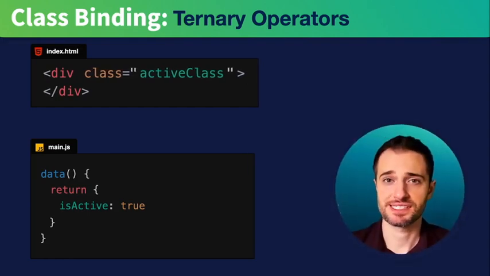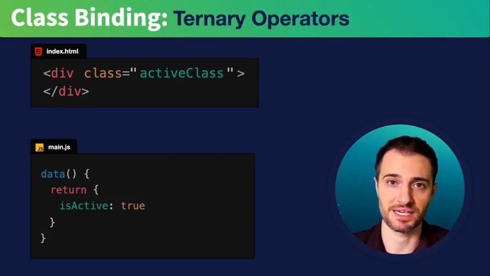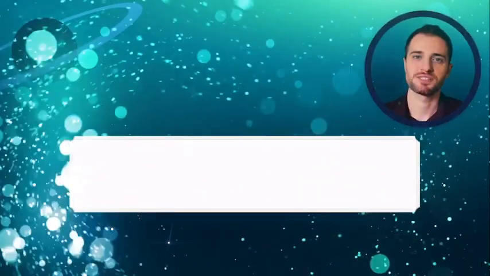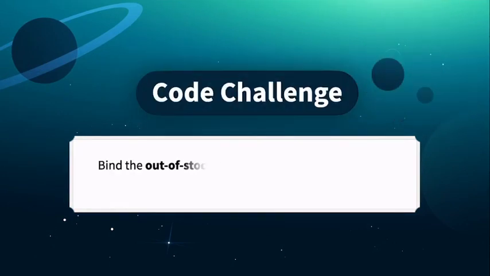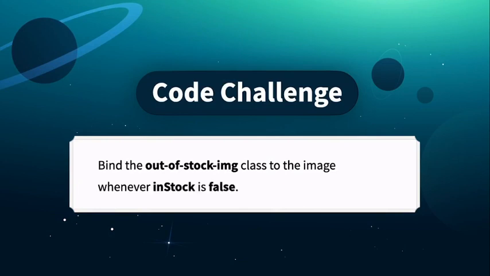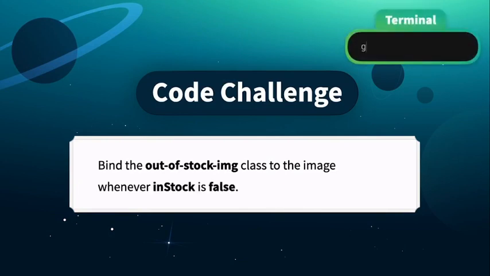The variations in syntax and use cases that I just showed you with class and style binding is only the start, so I do recommend checking out the Vue docs for more use cases and examples. For now, this brings us to the end of the lesson and to our coding challenge. Bind the out-of-stock image class to the image whenever in stock is false. You can find this lesson's ending code at the L7 end branch.